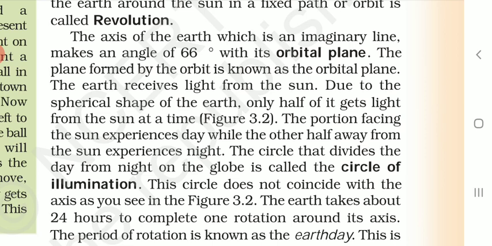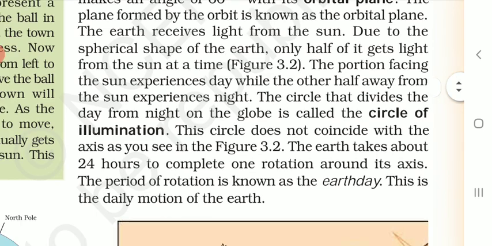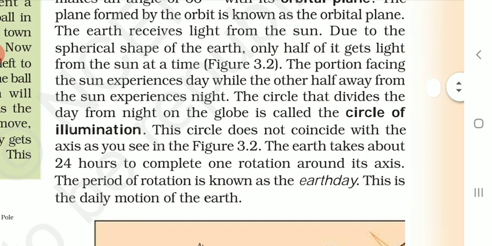Now, the axis of the earth, which is an imaginary line, makes an angle of 66 degrees with its orbital plane. The plane formed by the orbit is known as the orbital plane. The earth receives light from the sun. Due to the spherical shape of the earth, only half of it gets light from the sun at a time. The portion facing the sun experiences day, while the other half away from the sun experiences night. The circle that divides the day from the night on the globe is called the circle of illumination. This circle does not coincide with the axis, as you see in figure 3.2.